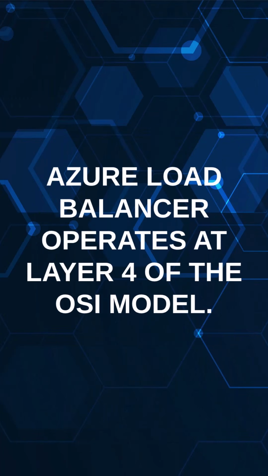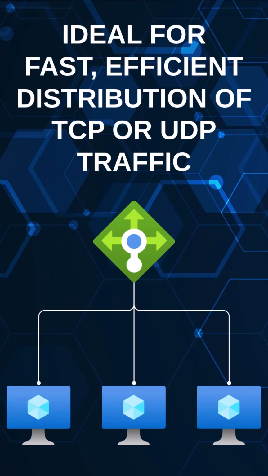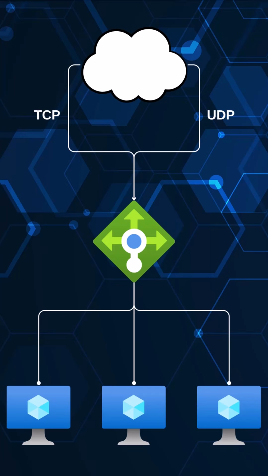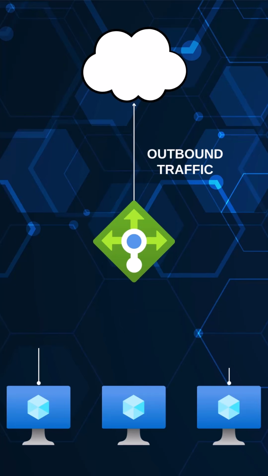Now, Azure Load Balancer operates at layer 4 of the OSI model, which is the transport layer. That means it makes decisions based on IP addresses and ports, not on the content of your traffic. It's ideal for scenarios where you just need fast, efficient distribution of TCP or UDP traffic, like balancing requests across a pool of web servers or managing outbound connections from VMs in a virtual network.